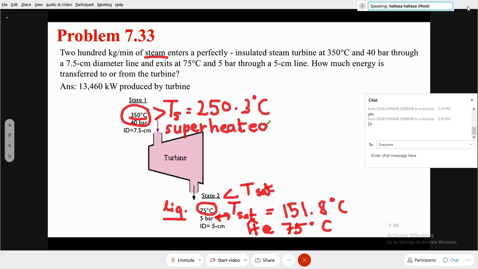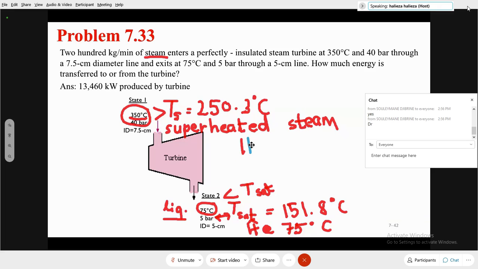So whenever you look at a problem, you need to look at the saturated temperature based on the pressure. Then you compare the actual temperature with the saturated temperature. If it's greater than, in this case 350 is greater than the saturated temperature, you know it's superheated steam. Then you use the superheated steam table, using both pressure and temperature to get your enthalpy. But for the outlet here, you know it's liquid water, so you only use the temperature to get the enthalpy. You don't need the pressure at all. Okay, guys?